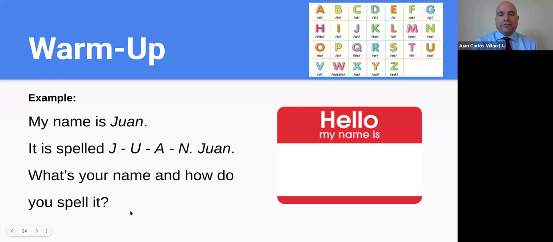So here, this exercise could be a pair exercise where 2 students get together and they exchange their names, introducing themselves, saying their name, and spelling it out loud to their partner. So just like in this example, if I had a partner, I would introduce myself and then spell it out for them. Okay. So I'll give you a moment. You can pause the video to practice this exercise.